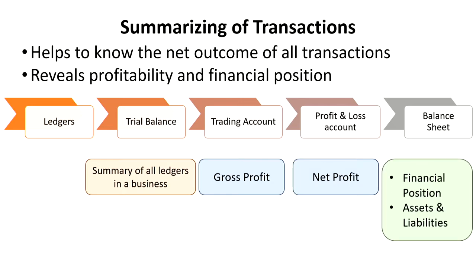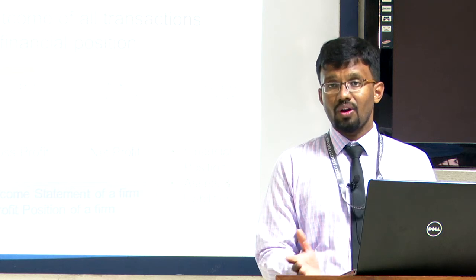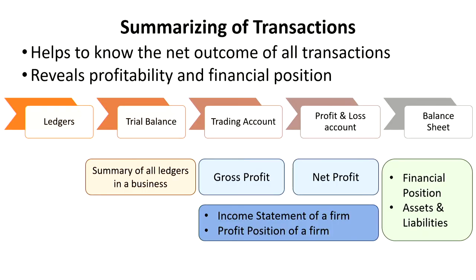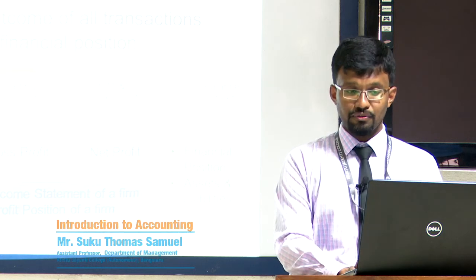Balance sheet gets prepared to determine the financial position of the firm. Financial position of the firm is estimated in terms of its assets and liabilities. Now, trading account and profit and loss account together are called as the income statement of a firm. It is called as the income statement of a firm because it is these two statements which talk about the profitability position of the firm. It talks about, is the business really making profit or is the business making loss? So that's the reason why these two statements together are called as the income statement, and balance sheet is referred to as a positional statement because it helps you to know the financial position of the firm.